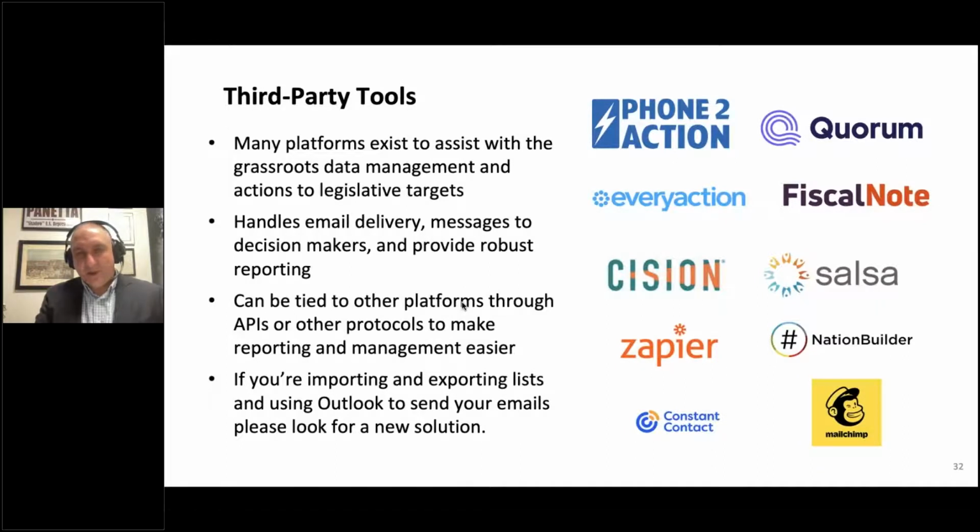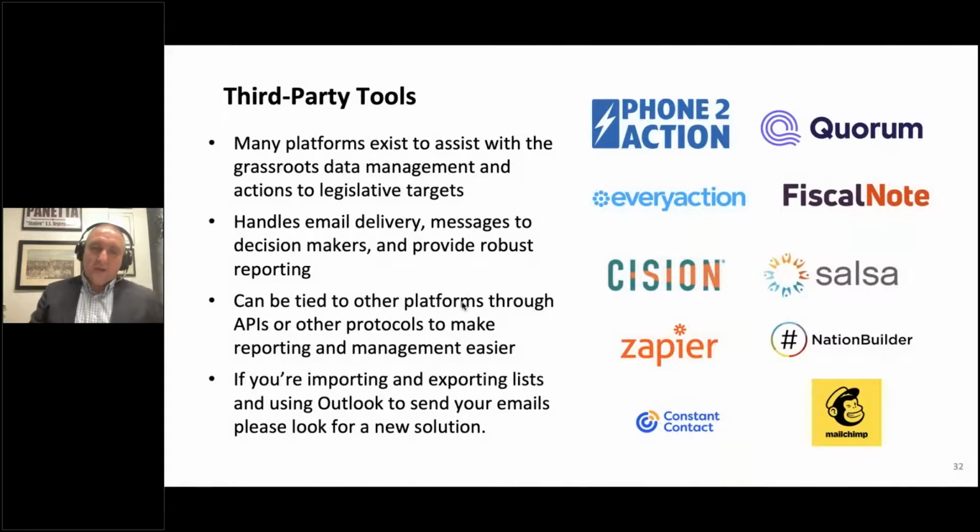Some of the ones at the top, like Phone to Action and Fiscal Note and Every Action, Quorum, they will match people to congressional districts. They will send the messages on your behalf. They will do basic list hygiene by taking off bounced emails, things like that. And then there are other ones like Constant Contact and MailChimp. They are really more just the sending out of email, although a lot of them do have landing page capabilities. But in any case, all these tools can be tied together with your existing membership programs or other platforms you're already using.